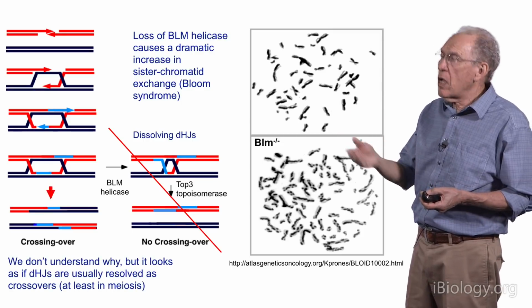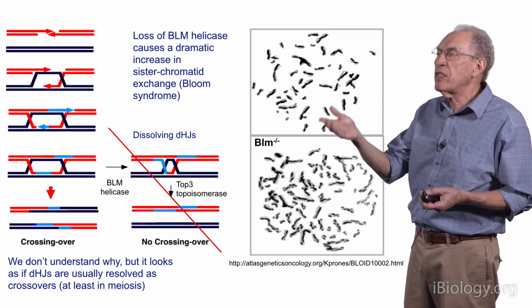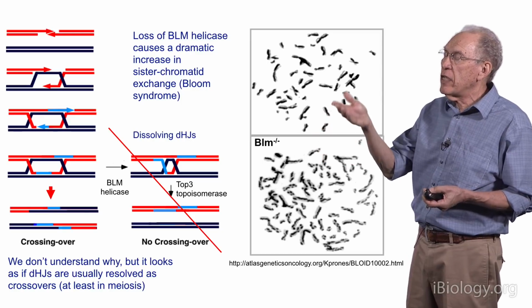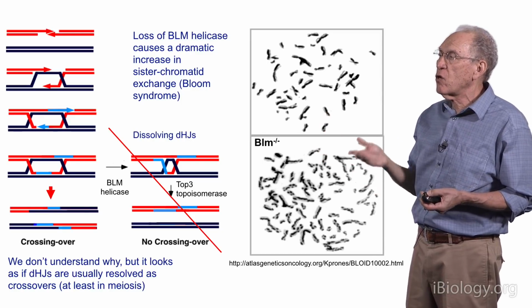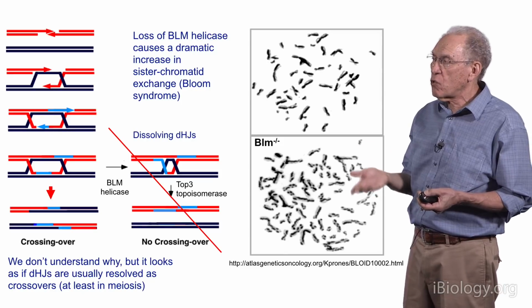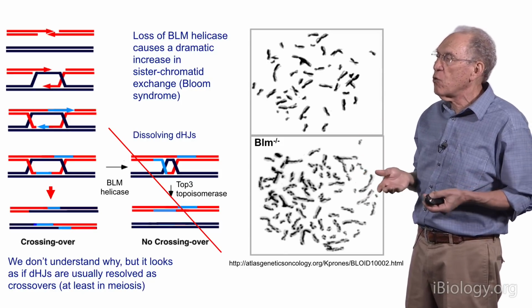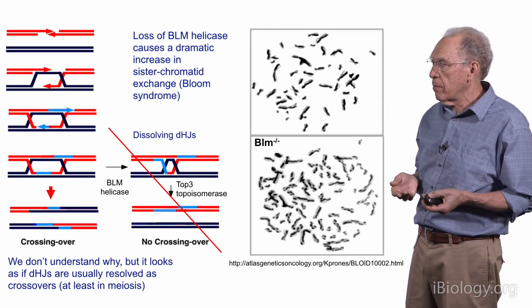Okay, I just add here that one of the things we don't understand, one of many things we don't understand in detail, is why these double Holliday junctions are most always resolved as crossovers rather than non-crossovers. This is something that people really are working hard to understand.